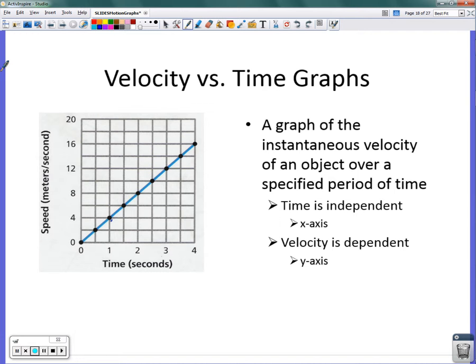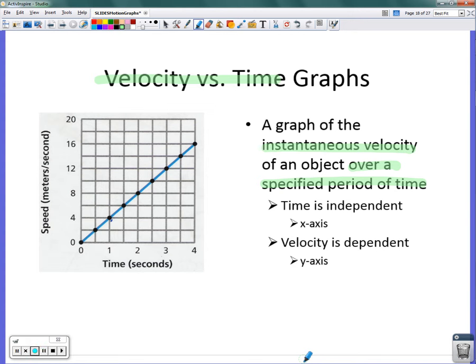The second kind of motion graph that we want to look at is a velocity versus time graph. So, as you might be able to guess, right? Hold on one second. As you might be able to guess, a velocity versus time graph is a graph of the instantaneous velocity over a specified period of time.